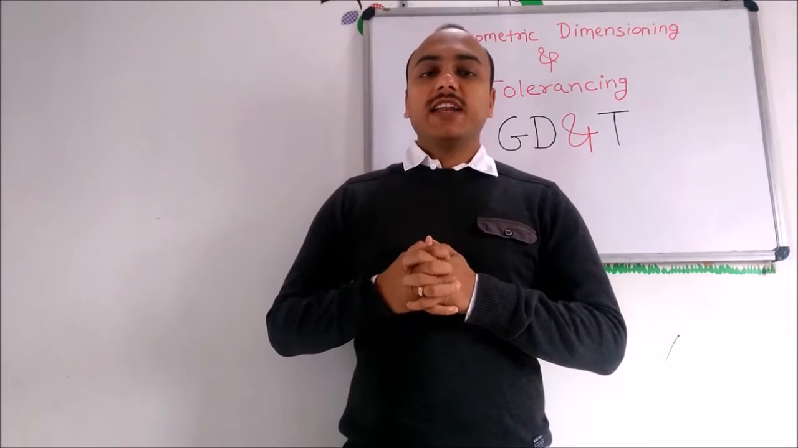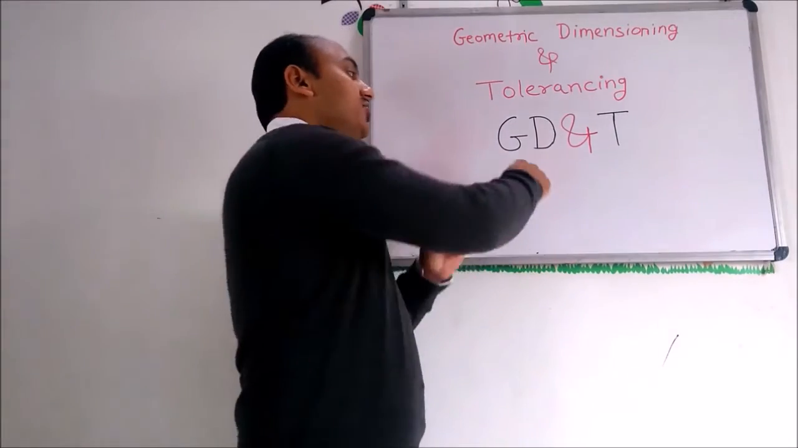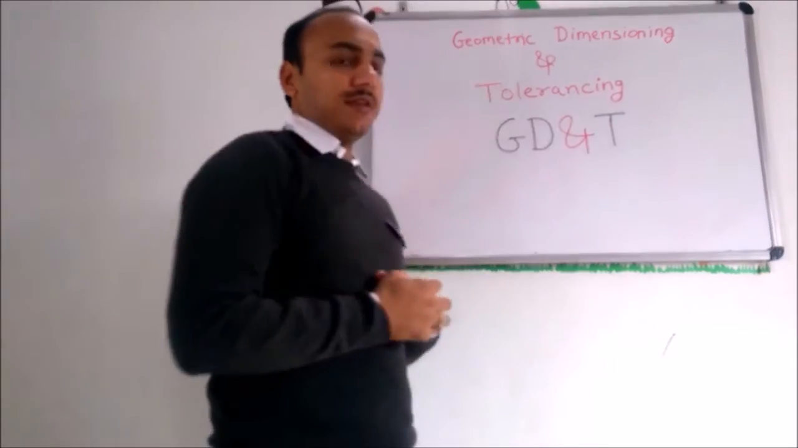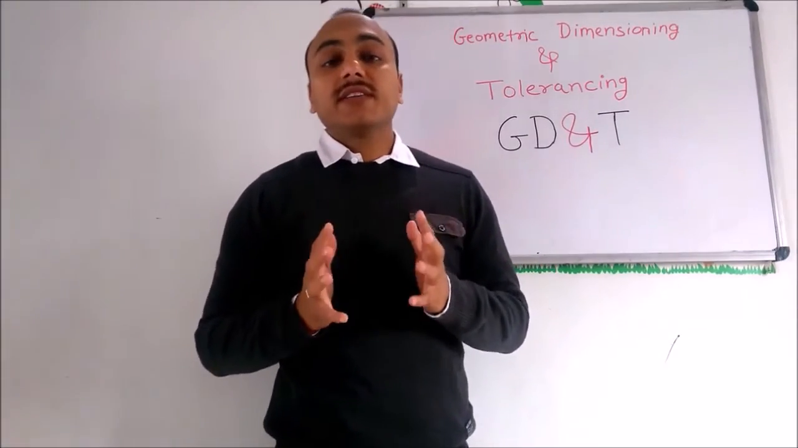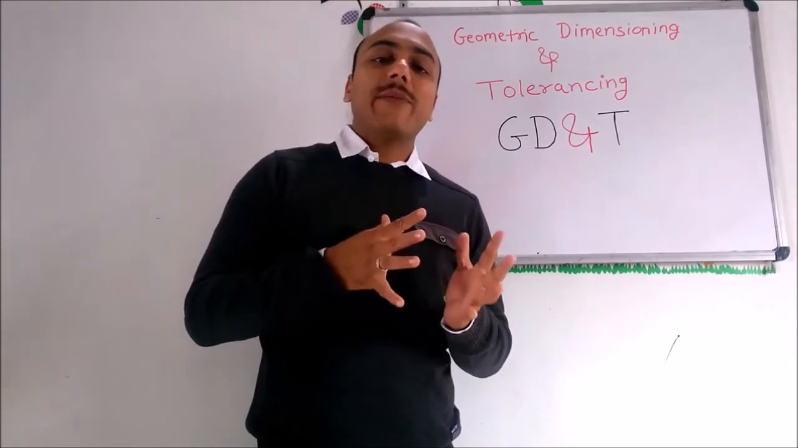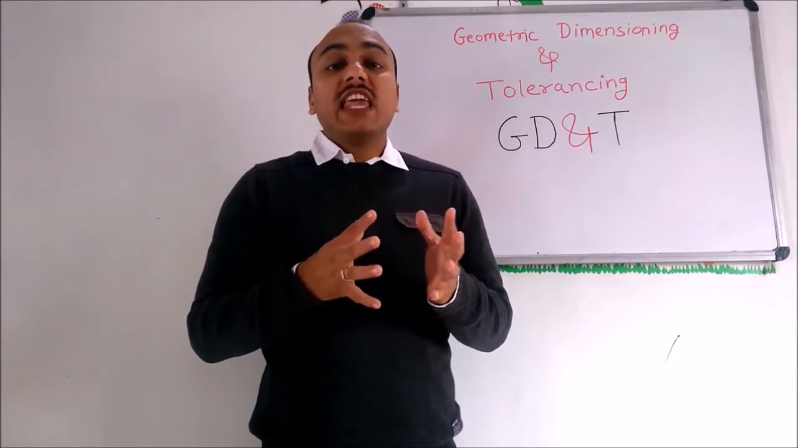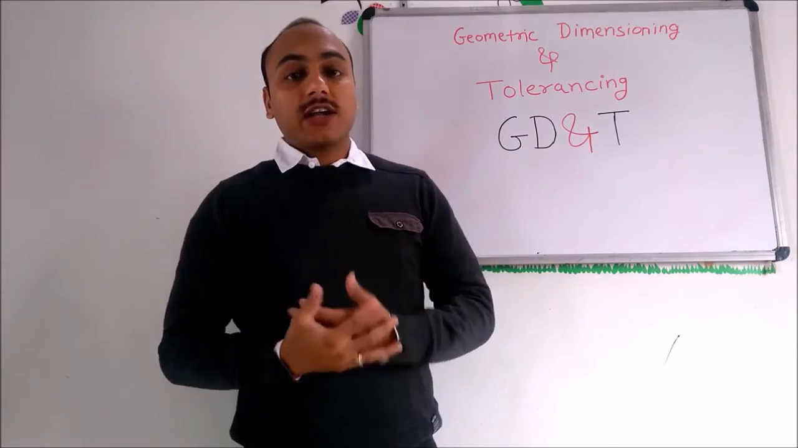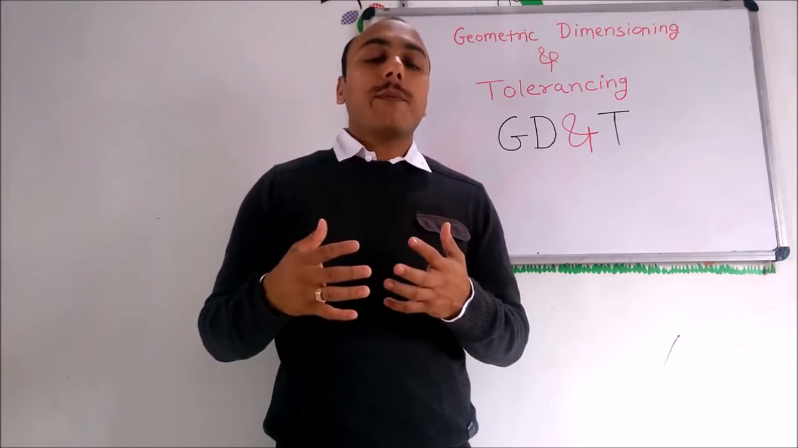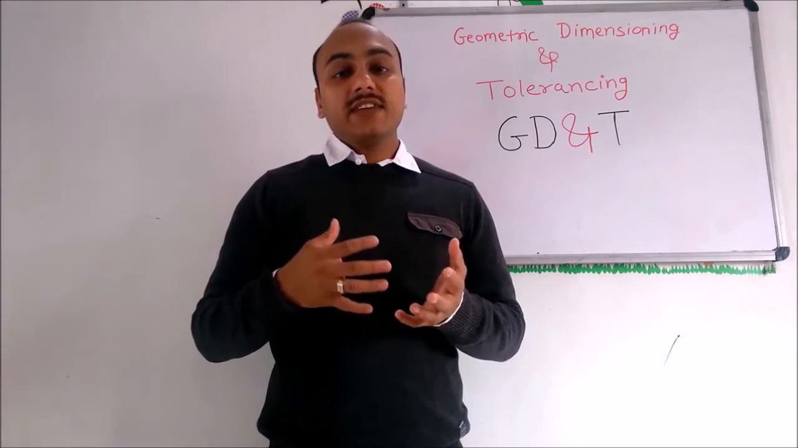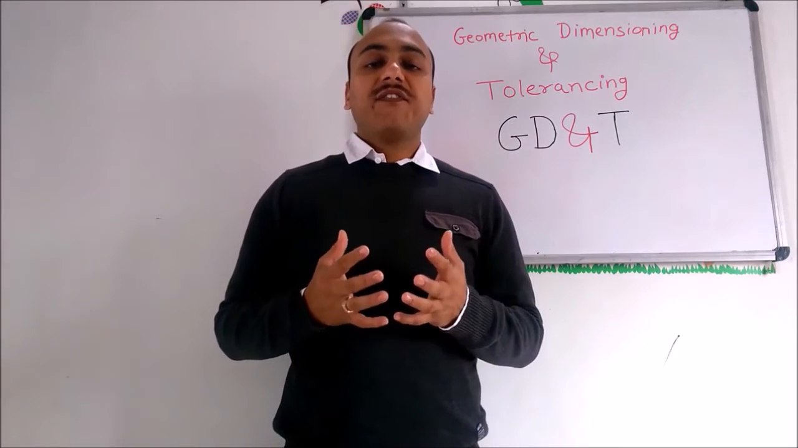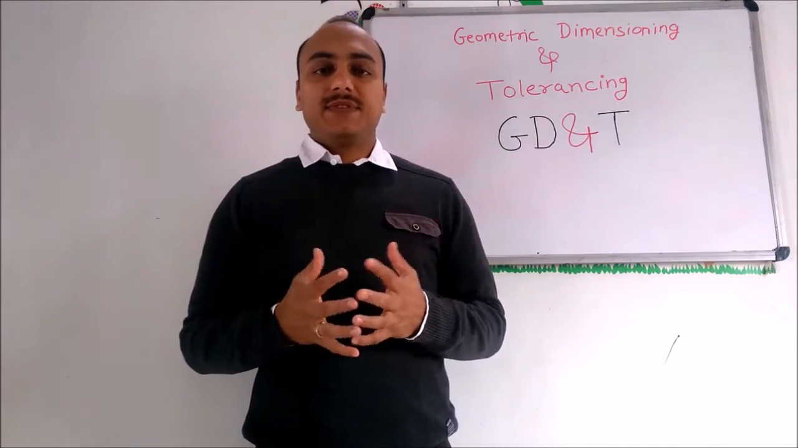GD&T can be divided into two parts. One is geometric dimensioning and the other is geometric tolerancing. So geometric tolerancing depends upon geometric dimensioning. The scheme of dimensioning we are using in our drawing for our component is going to affect tolerancing, even geometric tolerancing. So let's discuss a few dimensioning schemes.